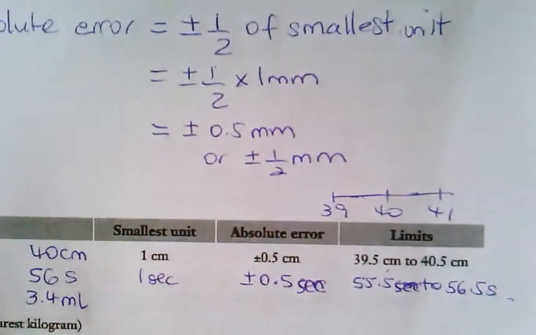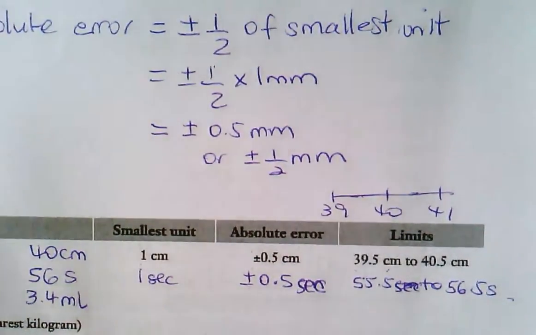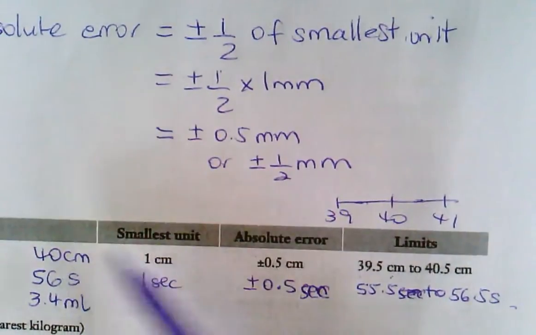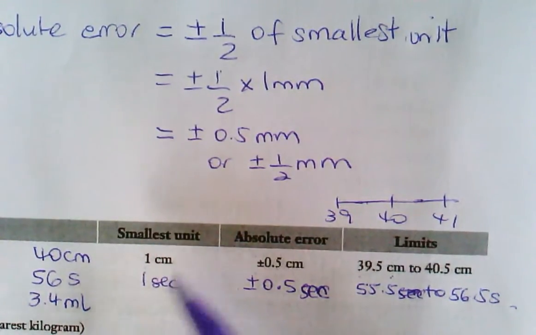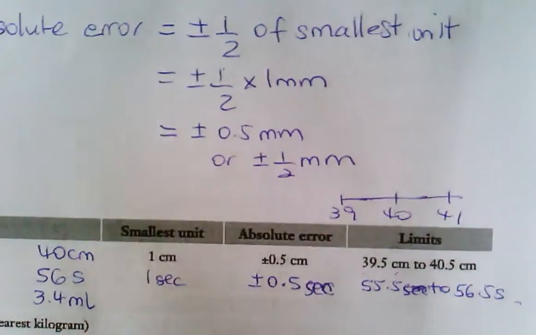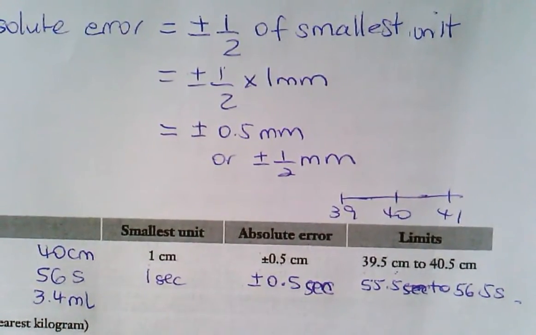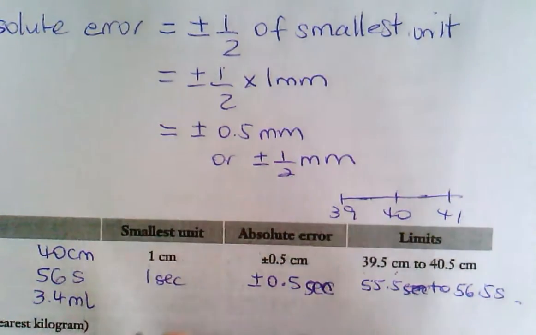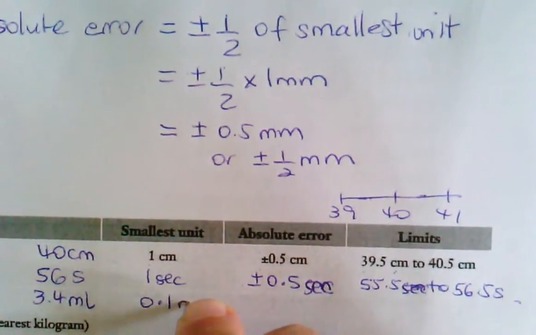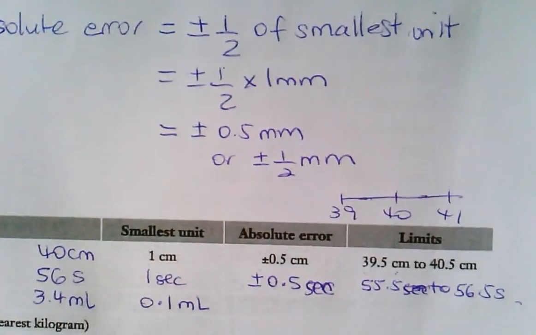Girls, the next one's a bit different. 3.4 mils. Now, this is where things get tricky. How do you know the smallest units here are 1 centimeter, 1 second? You know why? Because they're whole numbers. So when this is 3.4 mils, that's not whole numbers. That's going up by 0.1. What would be the next number after 3.4? 3 point? What's the number before 3.4? 3.3. So the smallest unit is 0.1 of a mil. You're counting up by 0.1s.